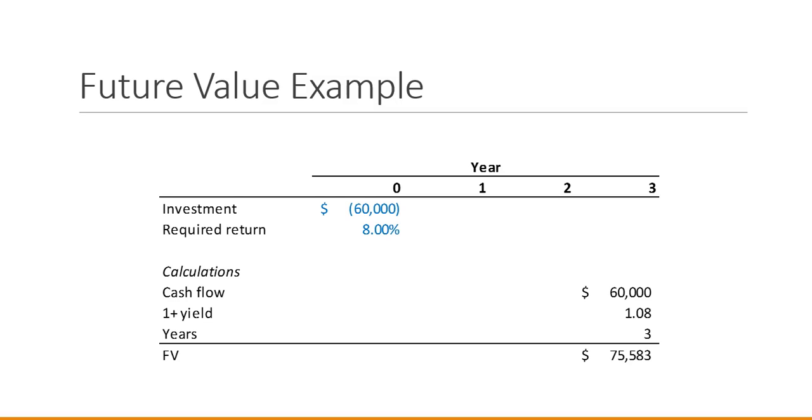Let's look at our future value example. In this case, we want to know what we expect in value if we invest today $60,000 with a return of 8% during a 3-year investment period. At the end of 3 years, we sell the investment, and given the 8% annual return that has compounded over a 3-year period, our future value after 3 years is $75,583.